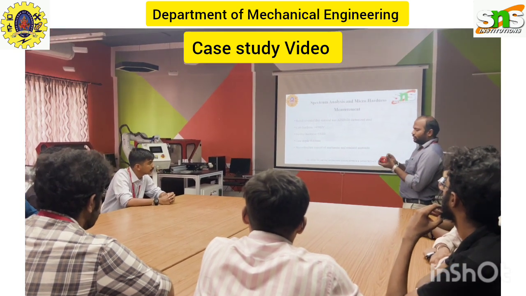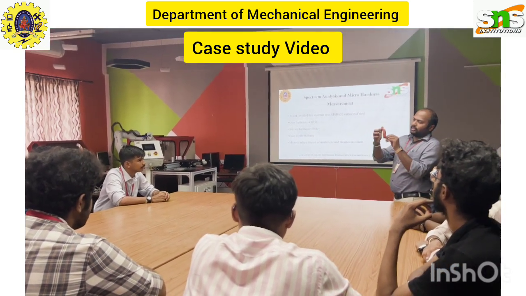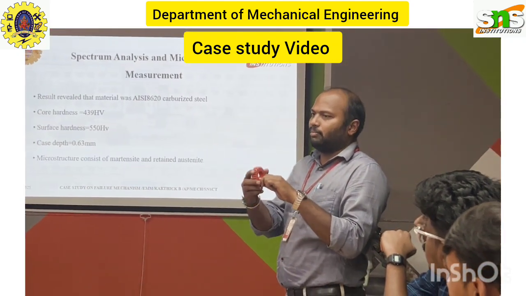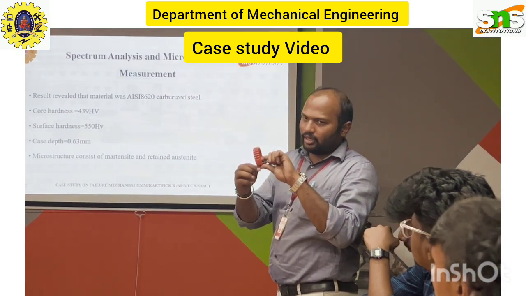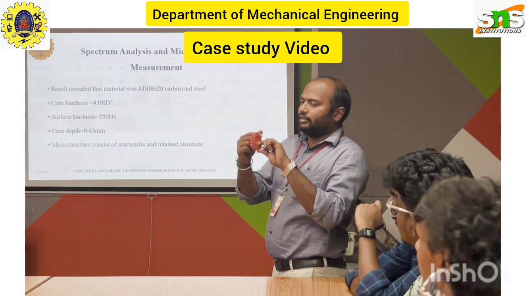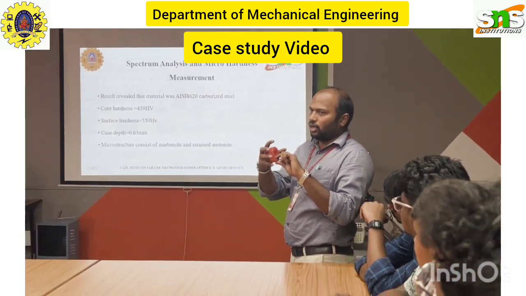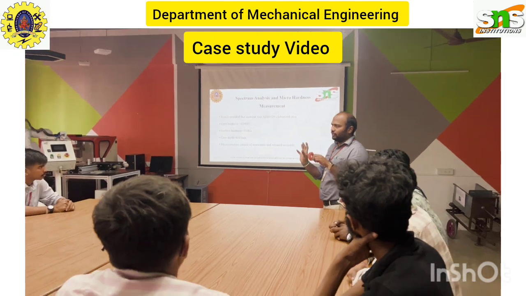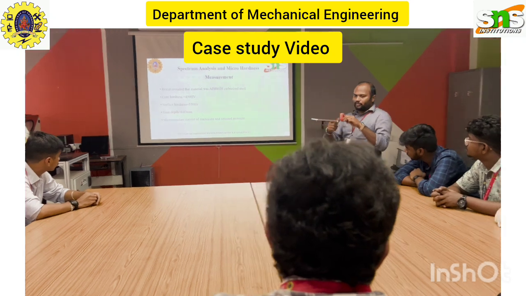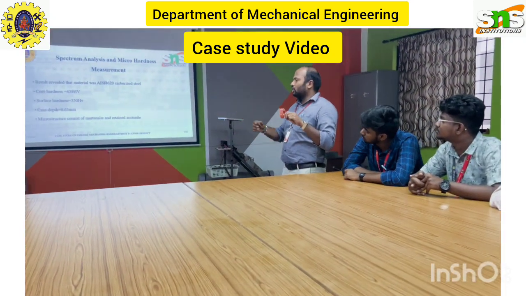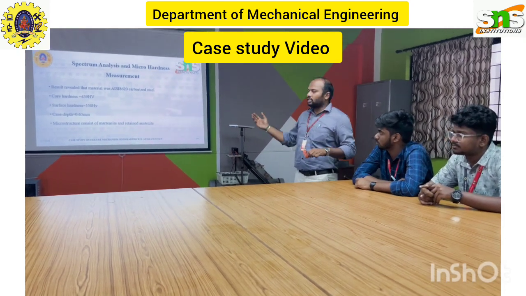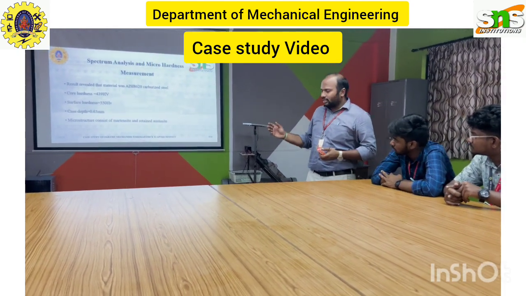For a gear, only the outer surface is going to have high impact or machining contact, so the surface should have high hardness. Nowadays we use surface hardening methods to harden the gears, because only the surface is going to take the impact. The core hardness, the inner core, is 439 and the outer surface is 550. From the microstructure analysis, it consists of martensite and retained austenite.